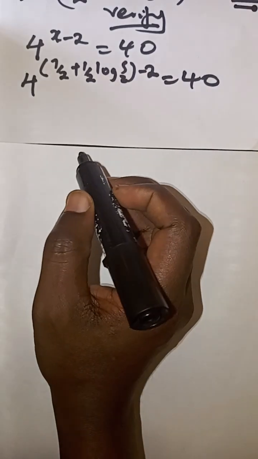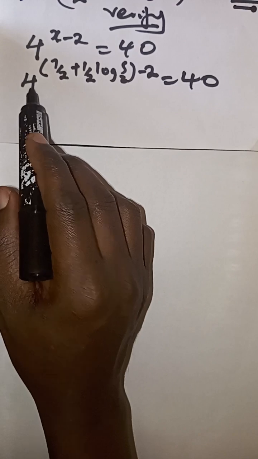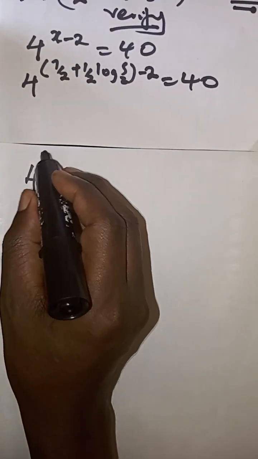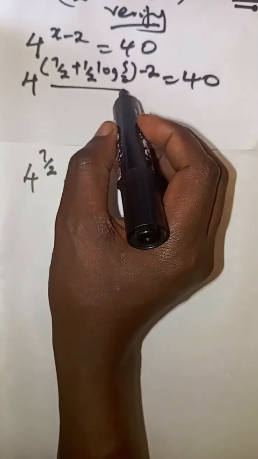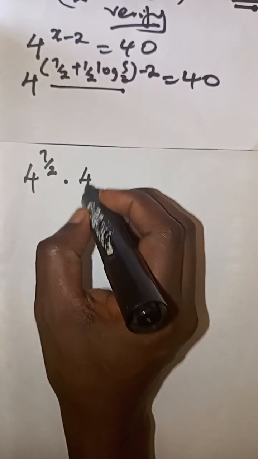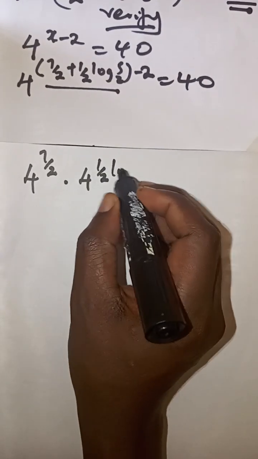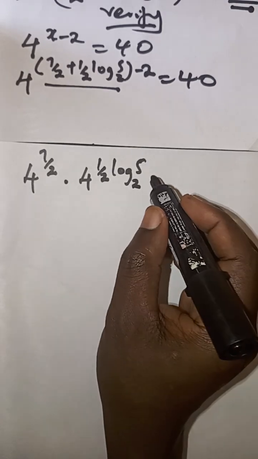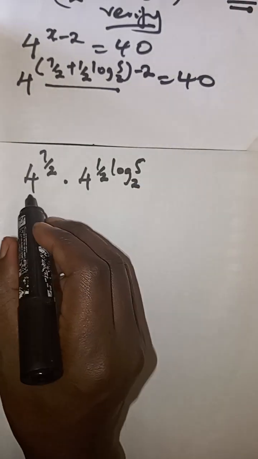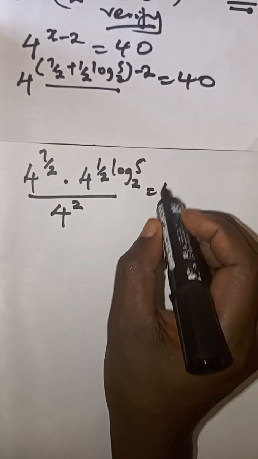So at this stage, I'm going to open this bracket using the base as 4 raised to power 7/2. Multiply, of course, the powers are added, so multiply by 4 raised to power a half times the log of 5 base 2. When I subtract, meaning I'm going to divide by 4 raised to 2 like that, should give me 40.